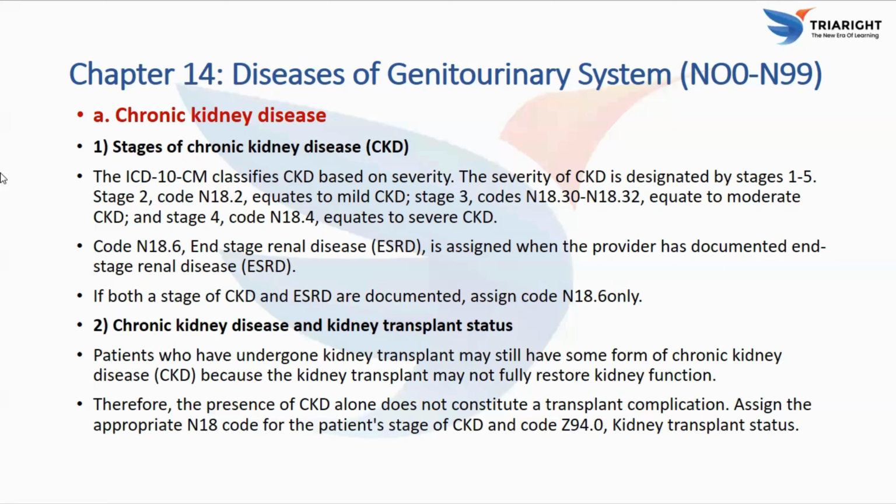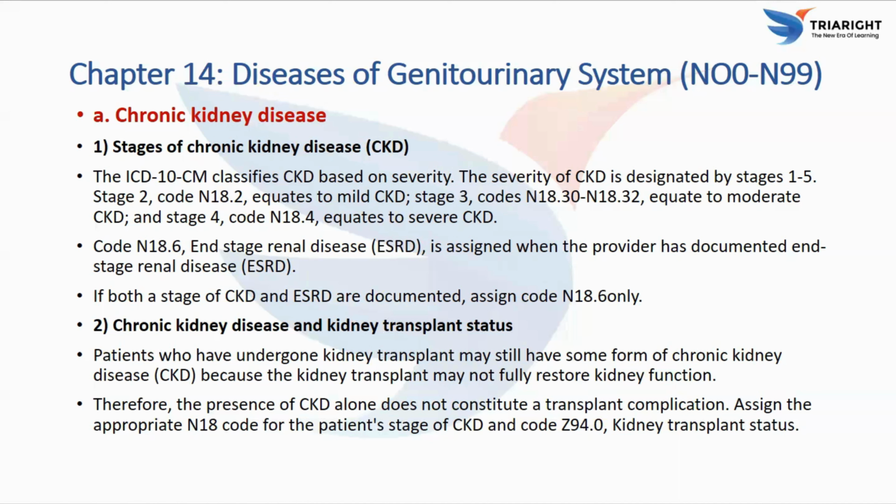What is stage 1? N18.1. In stage 1, there is kidney damage with normal function. In stage 2, you will code N18.2, where there is a mild loss of kidney function. In stage 3, you will code N18.30 to N18.32, in which there is a moderate loss of kidney function. In stage 4, you code N18.4, which means there is a severe loss of kidney function. And stage 5 is also called end-stage renal disease.